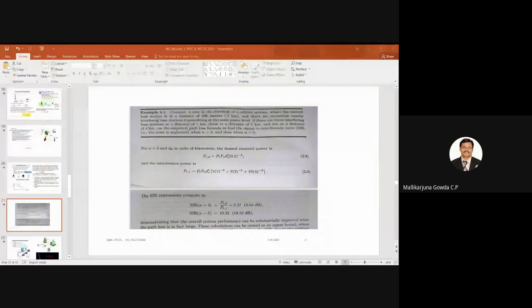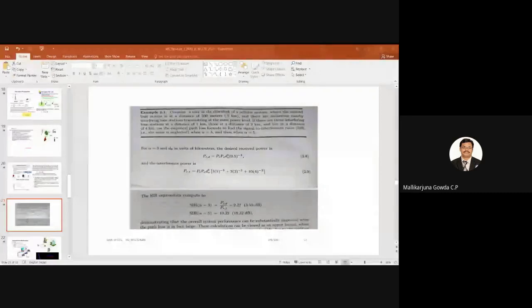Okay, I will read. This is the example. Consider a user in the downlink of a cellular system where the desired base station is at a distance of 500 meters. If I want to tell that 500 meters in terms of kilometers, I can say it is 0.5 kilometer. And there are numerous nearby interfering base stations transmitting at the same power level. I hope you will be able to visualize now. So there is one base station and a user, meaning a mobile receiver, and the distance between that mobile user and the base station is 500 meters.